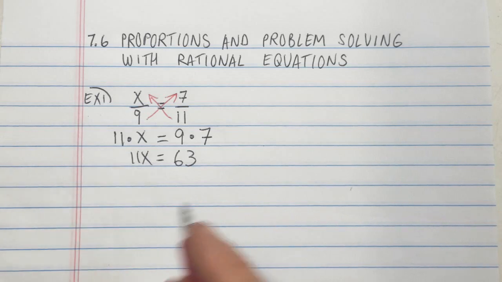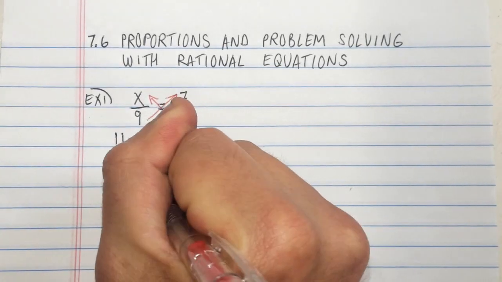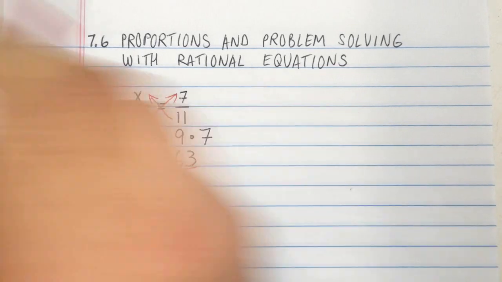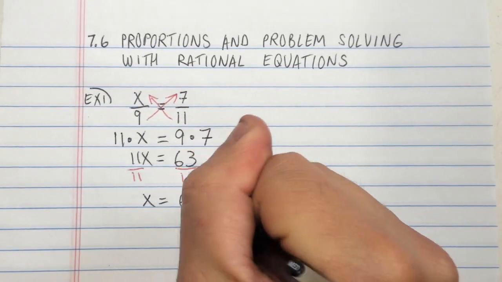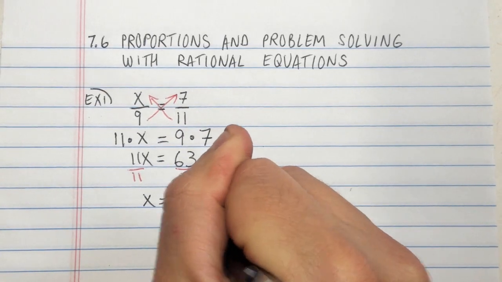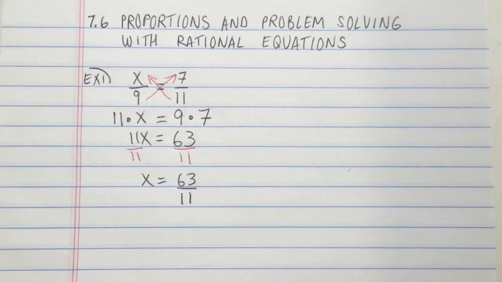And now it becomes a one-step algebra equation. We want to eliminate that 11 to get the x by itself. So we're just going to divide 11 to both sides. And we're going to get 63 over 11.